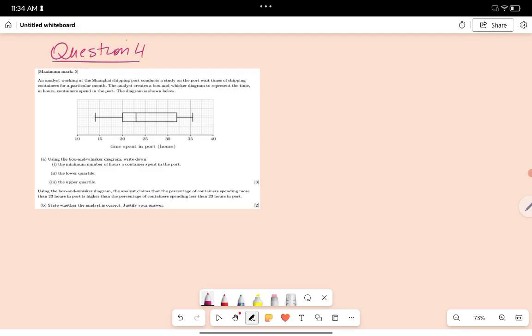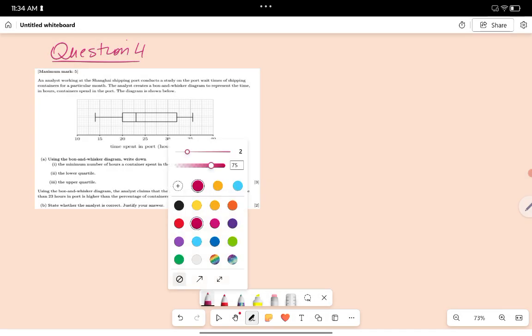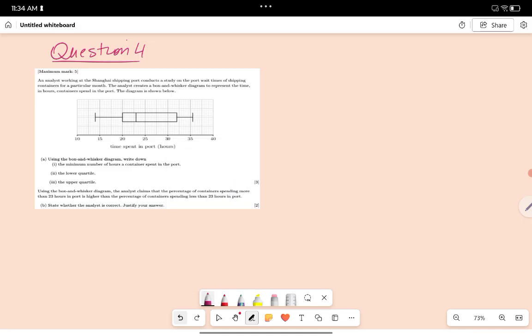So this is the fourth question of the revision questions, the second pack that you got with like 20 questions in total. Okay, so this is about a box and whisker diagram. So how does a box and whisker diagram work? Let me give you a little recap before we continue. Let me do that here, box and whisker.